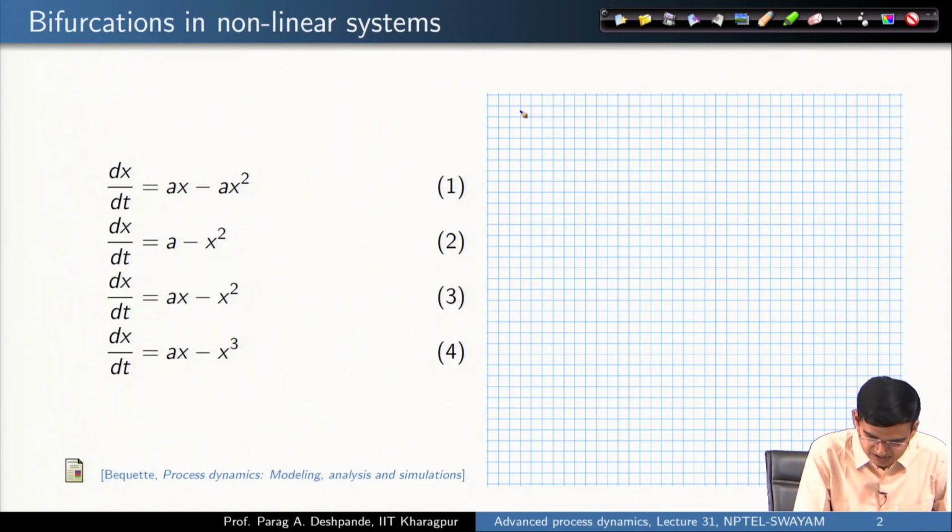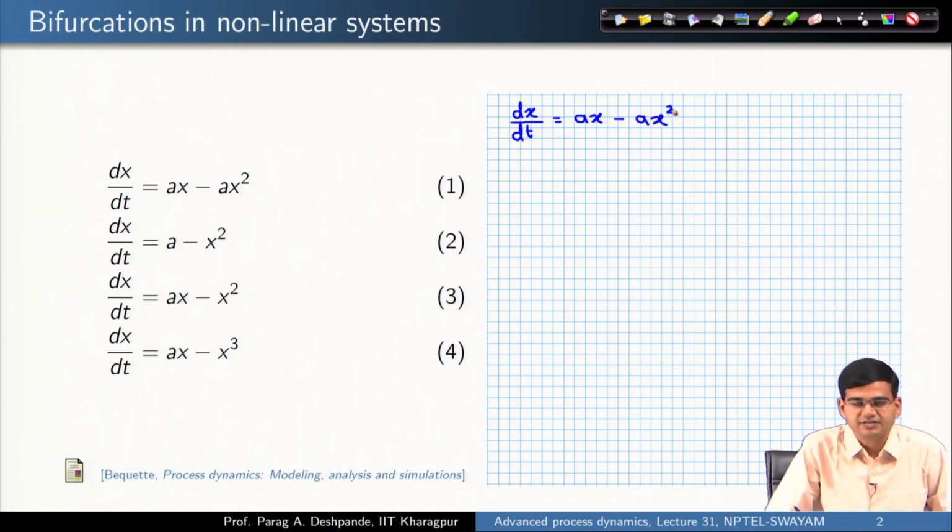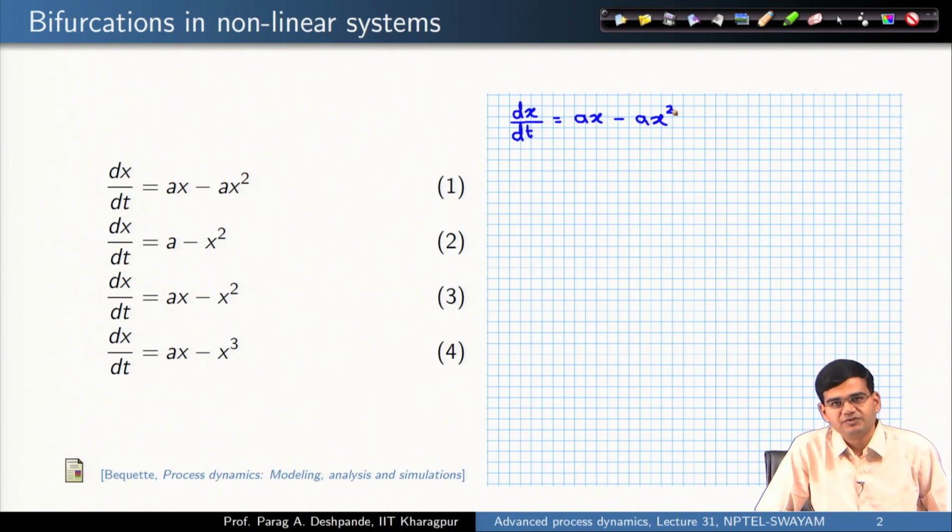So, let us look into the first equation. The equation is dx by dt is equal to a x minus a x squared. Have we come across this equation before? Well, this equation is our logistic equation for population growth, except that the carrying capacity parameter n has been set to 1 here. So, we know the behavior of this equation very well. In order to set up the procedure for the following equations 2, 3 and 4, let us first analyze this equation, so that we know the steps very well.